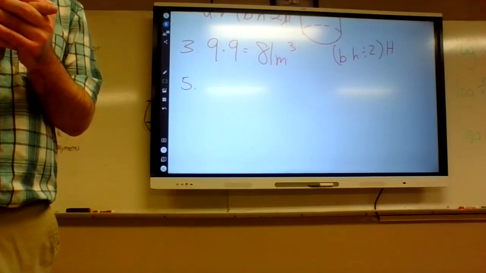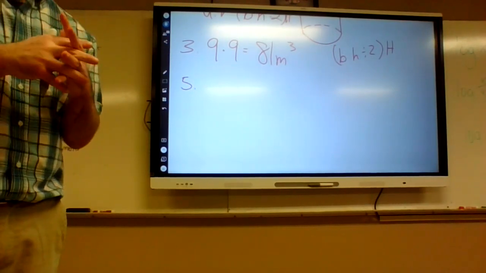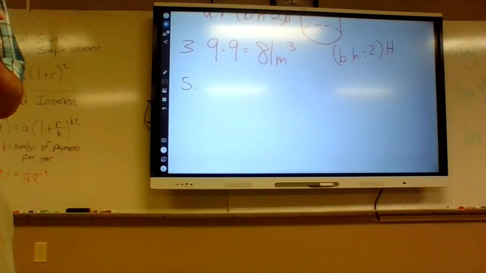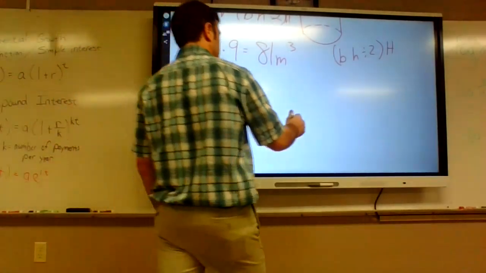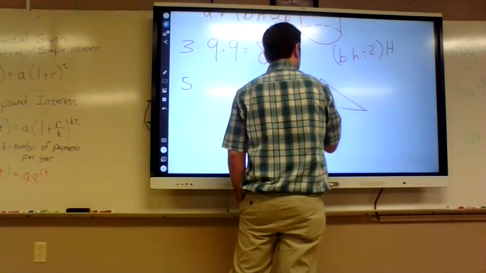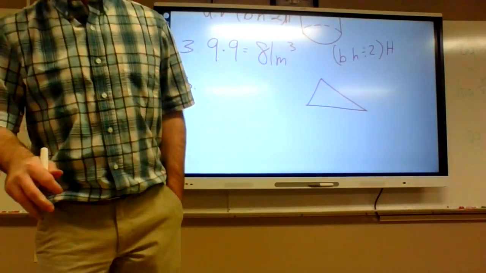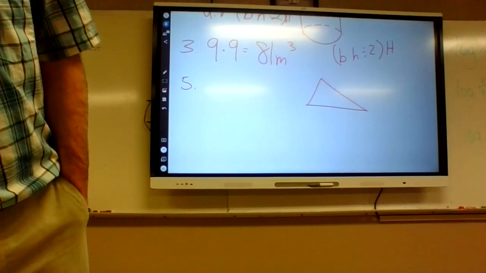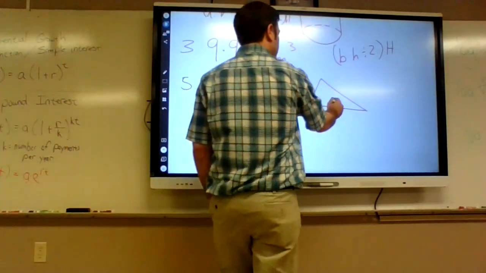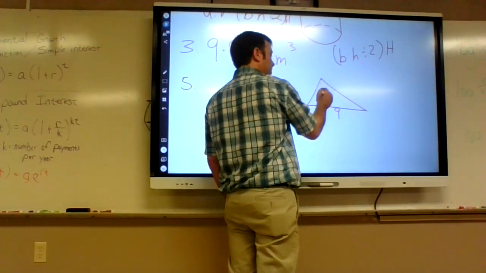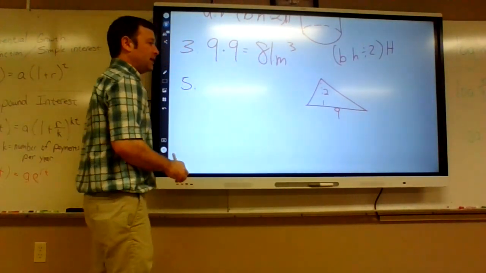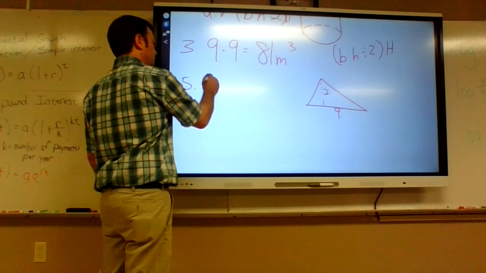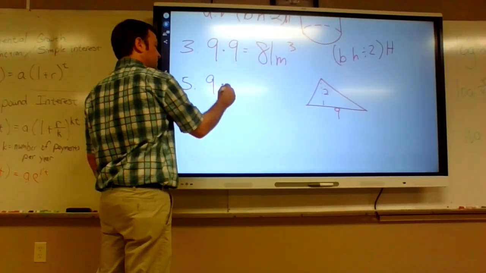Triangular prism. Okay, how do I find the area of that triangular base? Base times height divided by 2. What are the base and the height? 9 and 2. You have to look at the bottom to find the 9, and then look at the top triangle to see the 2. So what's 9 times 2 divided by 2? 9. Okay, that's the area of the base.